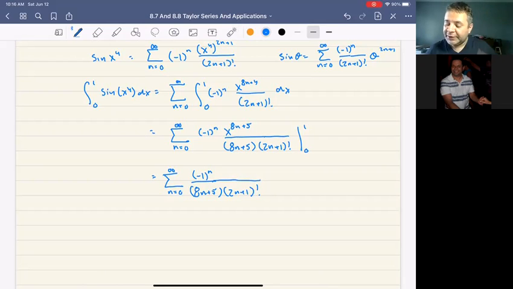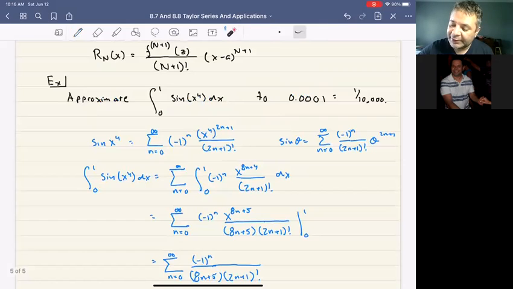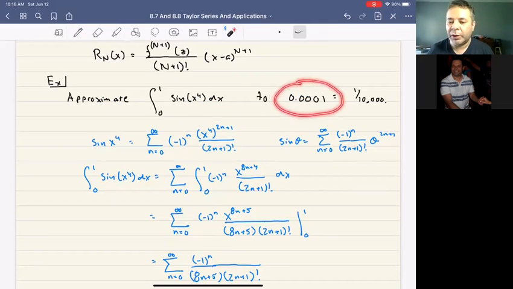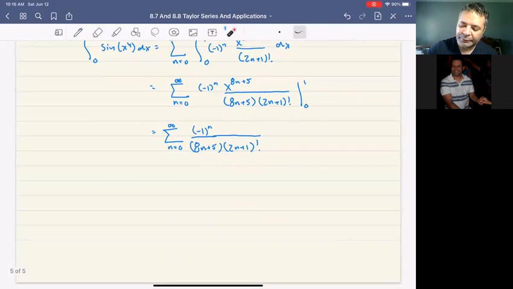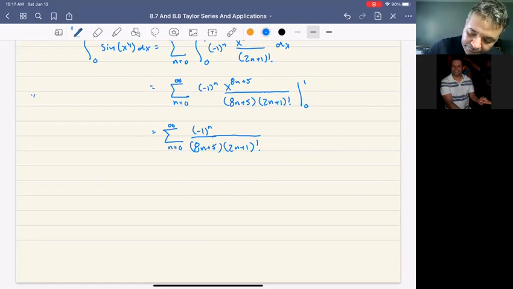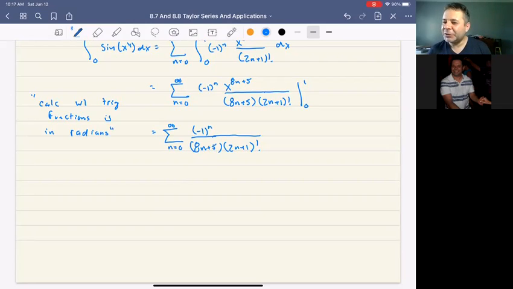Now, we want this to accuracy 0.0001. Oh my gosh, how many terms are we going to have to take? Oh, I hope not too many. By the way, calculus with trig functions is always done in radians. If you do it in degrees, then you have to add a factor of pi over 180 to everything. We don't really want to do that, so let's just do it in radians.